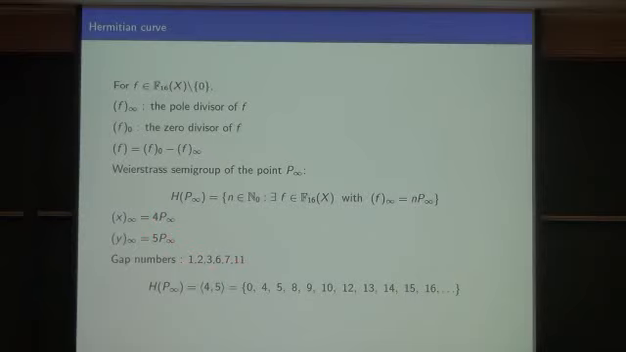The non-gaps are the Weierstrass semigroup, which is generated by 4 and 5. So you have these numbers here. These are the smallest functions you could have. So there's no way you could find a function with pole order 1, 2, 3. Of course, at 6 you cannot make 6 with these two numbers.